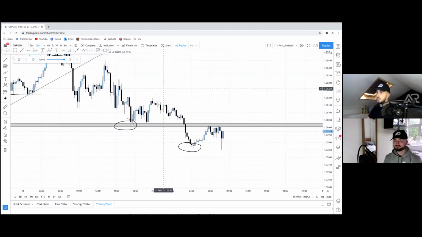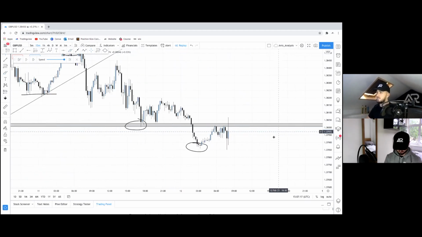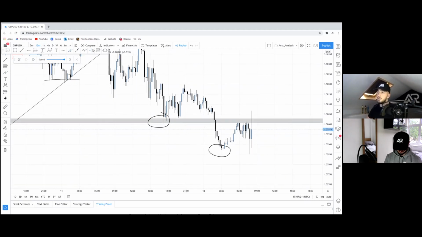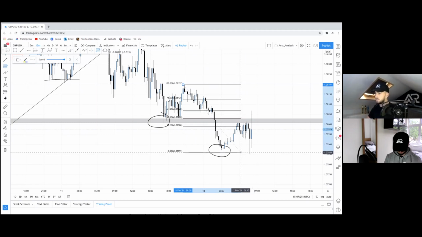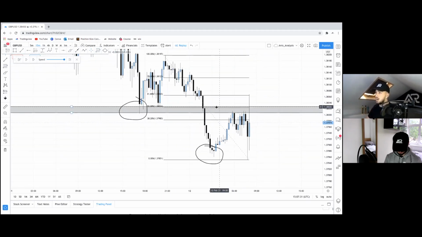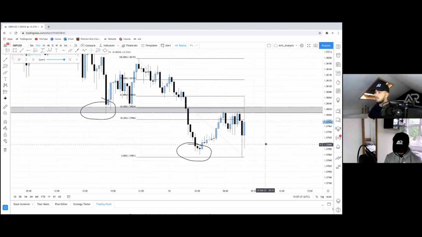Let's talk about it. So we clearly had this previous level of support that we used as resistance, but where did we actually take our position? So if we draw our Fibonacci from swing high to swing low, from here to here, this wick, we can see that price actually wicked the 61.8% to perfection. You can see that we wicked it from there.